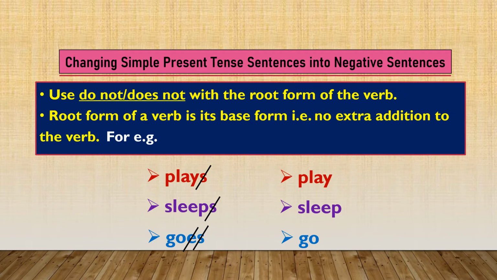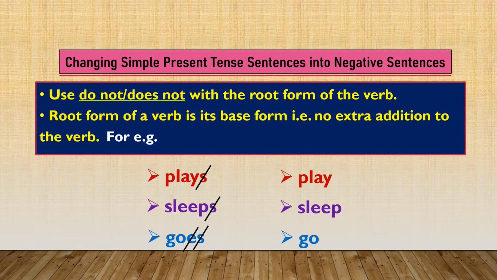Root form means the first form of verb. Any verb which is in its base form. The action, what we call that action, is the base form. For example, slept. What is the base form of this verb slept? It is sleep. Eats. Base form is eat.